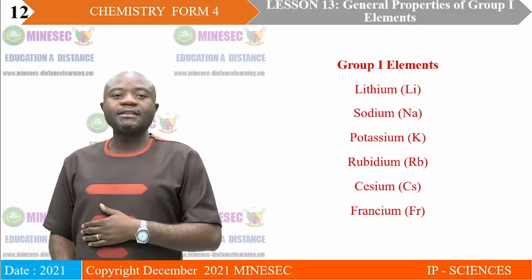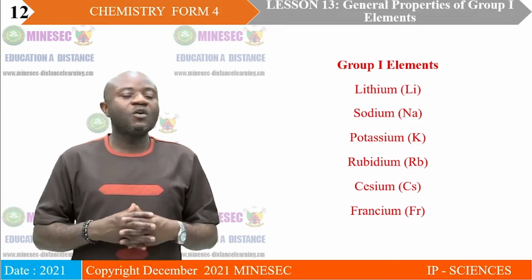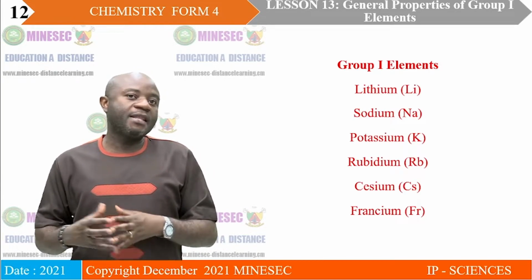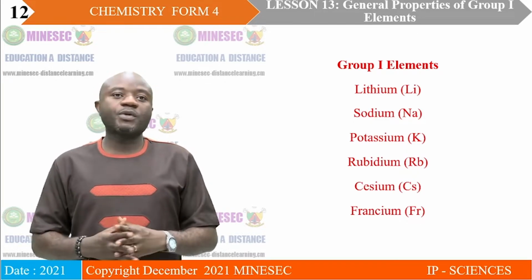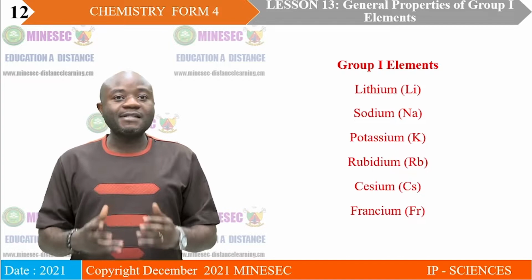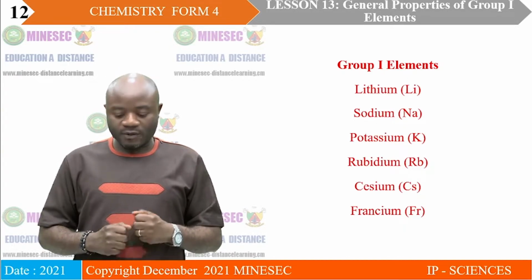In group 1, we have lithium with symbol Li, sodium with symbol Na, potassium with symbol K, rubidium with symbol Rb, cesium with symbol Cs, and francium with symbol Fr.